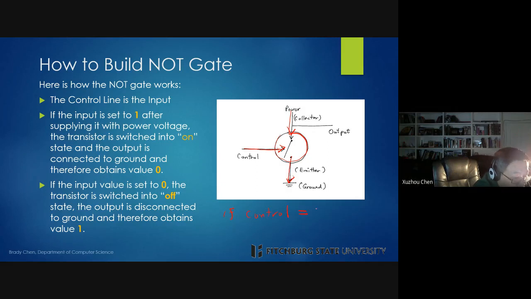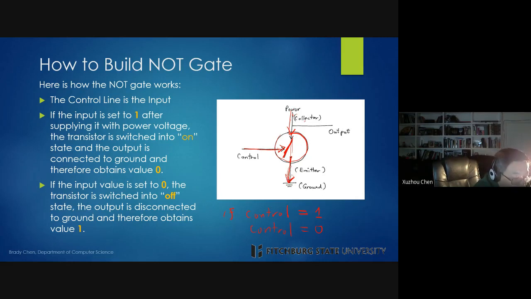is on, so that means the switch is on. Then the electricity is going to flow. They'll be connected. Now, if the control is off, then it will be disconnected. So the input and output will be disconnected. With this, you can basically build a NOT gate that way.